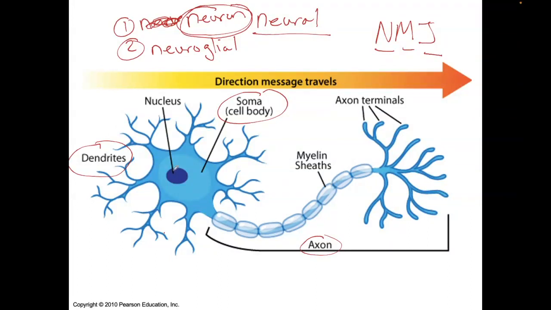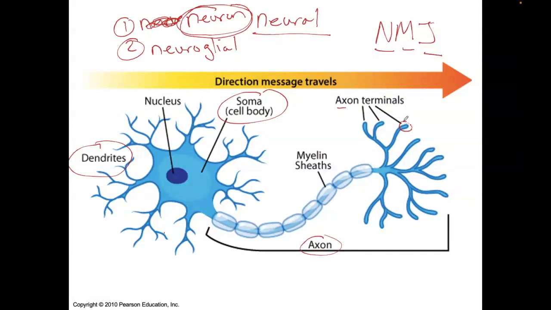Okay, yes, there's a nucleus. And yes, at the very end of axons are axon terminals. But those are the three main parts. The dendrites bring in sensory information to the cell body. And then the cell body processes it and then sends that message or electrical current down the axon, all the way to the very end where we have an axon terminal.